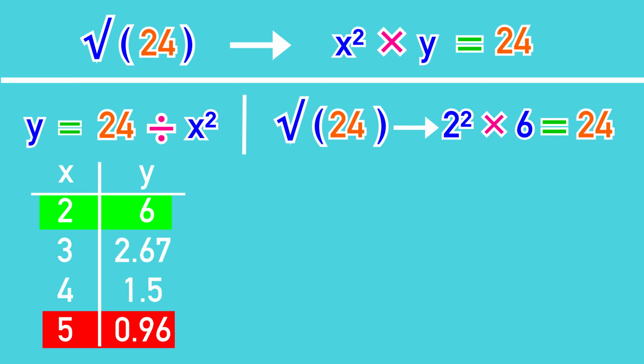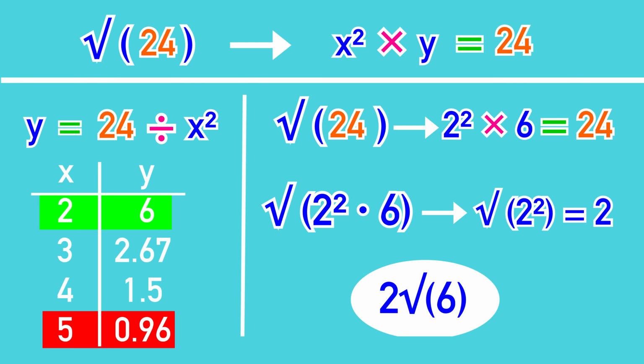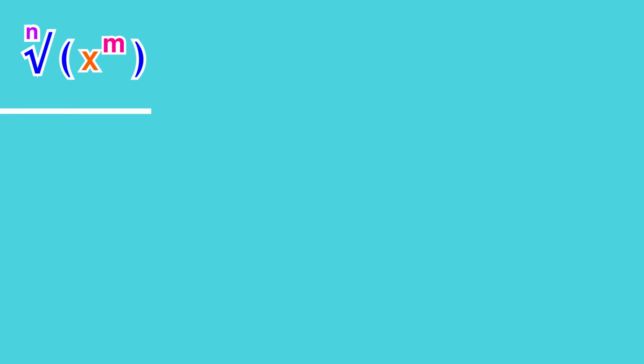Now we will use our inverse operations. Because the square root of x and x squared are inverses, they will cancel each other out, leaving the base. So similarly, the square root of 2 squared will equal 2. This 2 becomes a coefficient. 6 cannot be written as the second power of a whole number, so it will stay inside the radical.